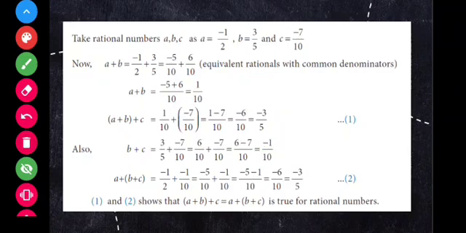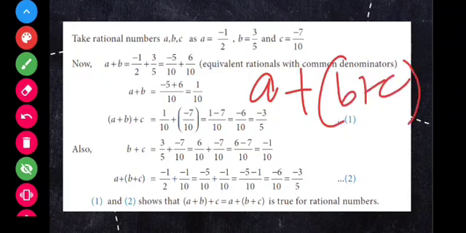So let's come to the right hand side. In the right hand side, we have A plus whole of B plus C. So here we have to find the value of B plus C first. What is B? B is 3 by 5 and C is minus 7 by 10. So let's put 3 by 5 and minus 7 by 10 first, and let's add.